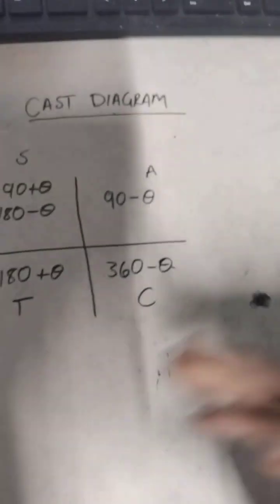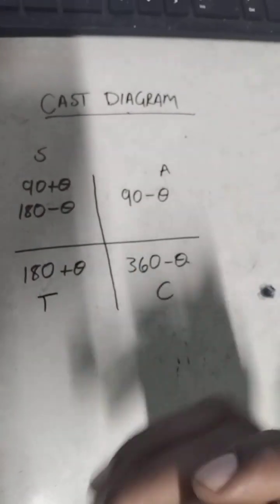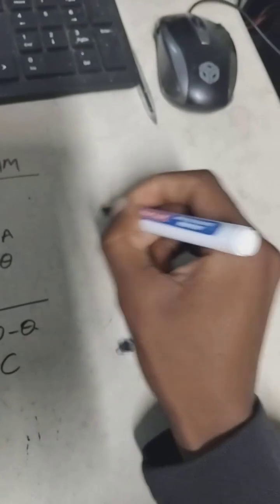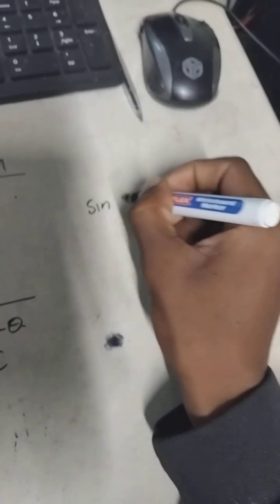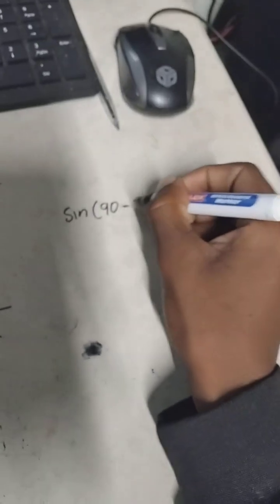So let's talk a little bit. Let's jog our minds. We are jogging our minds now. What is sine of 90 minus theta equivalent to?